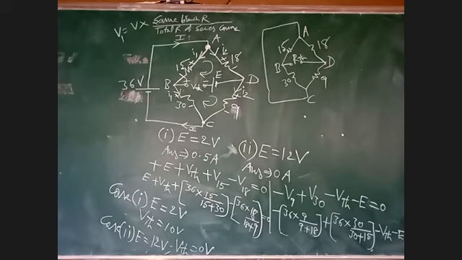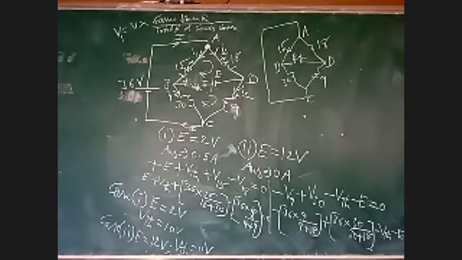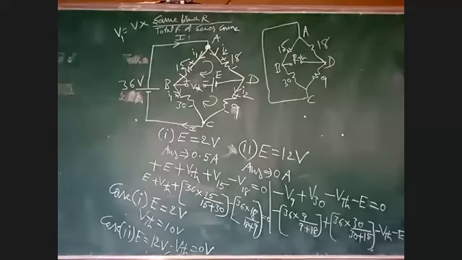Okay, for determining RTH, how many voltage sources are there in the circuit? Two voltage sources. One is 36 and E. 36 and E are the voltage sources. While determining RTH, we have to short these two. See, on the right side diagram, I have shorted both the voltages, 36 volts and battery voltage E. Now I will determine RTH.